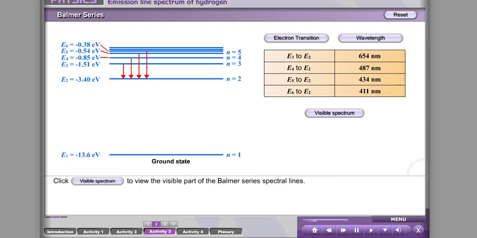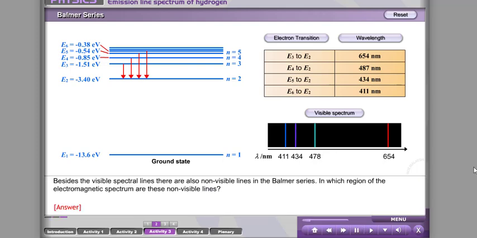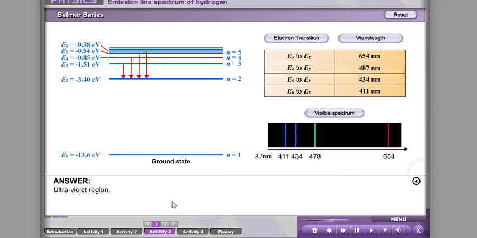Click the Visible Spectrum button to view the visible part of the Balmer series spectral lines. Besides the visible spectral lines, there are also non-visible lines in the Balmer series. In which region of the electromagnetic spectrum are these non-visible lines? Answer: ultraviolet region.